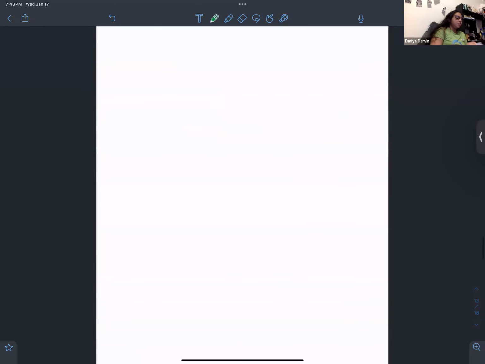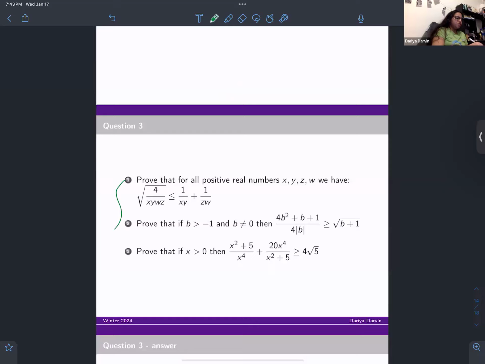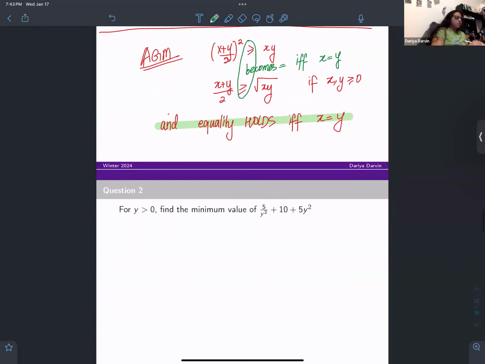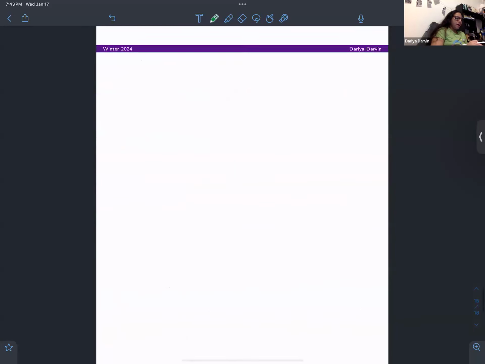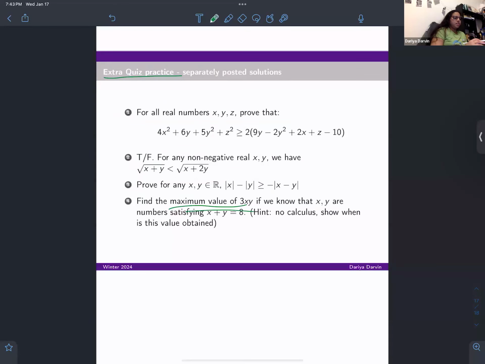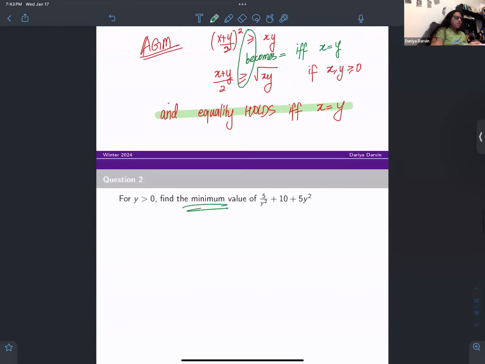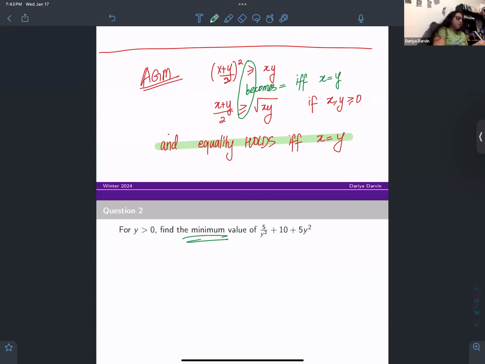So for AGM, there are two kinds of questions we're going to do. We can do proofs, and we can also do min and max. That's extra practice. Something I wanted to notice is this one is of the form sum bigger than or equal to product. Sum of two things is bigger than or equal to product of those two. Why am I saying this? This recognition of pattern is what helps you understand when to use AGM.